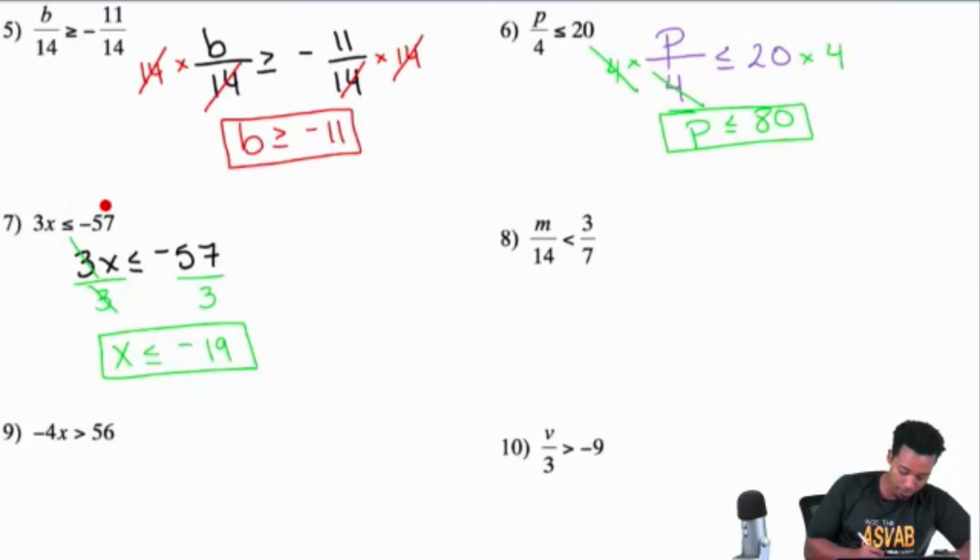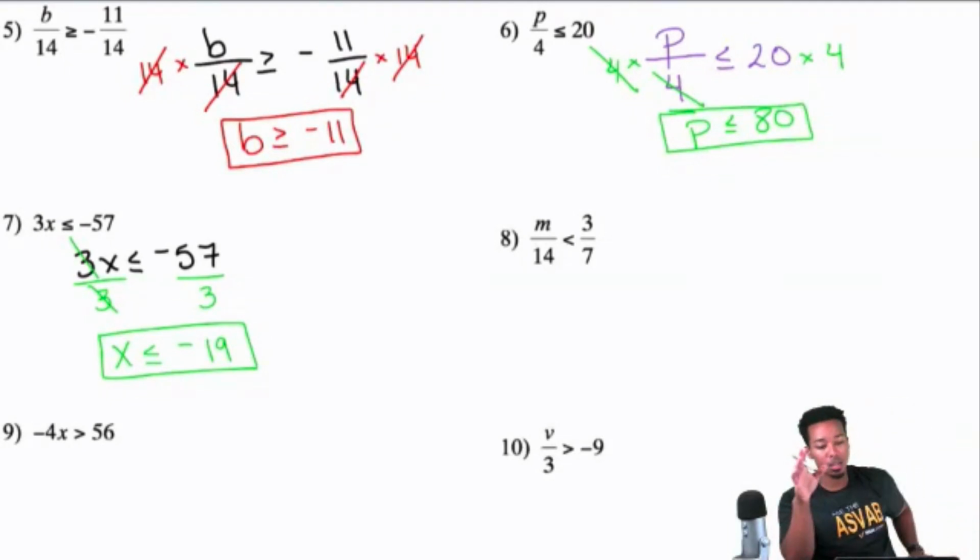3x is less than or equal to negative 57. What we have here is just a 3 with the x. We have to divide both sides by that 3 to get the x by itself. And so we have a negative 57. Again, even though it's a negative, we are not dividing by a negative. That's what's most important, okay?